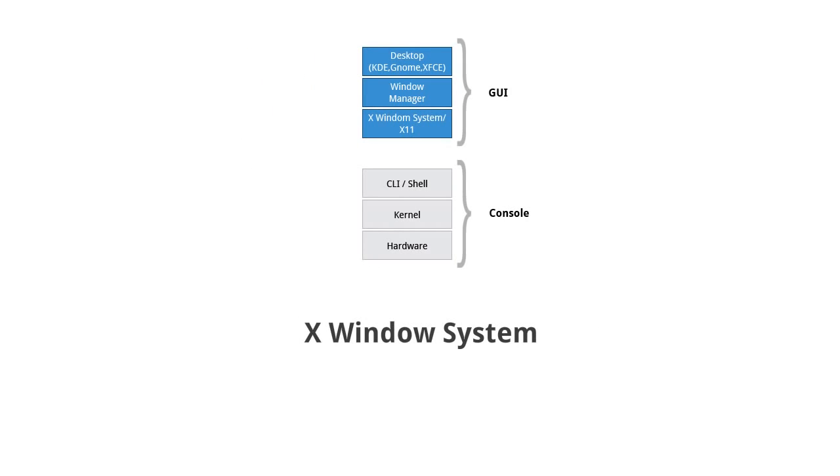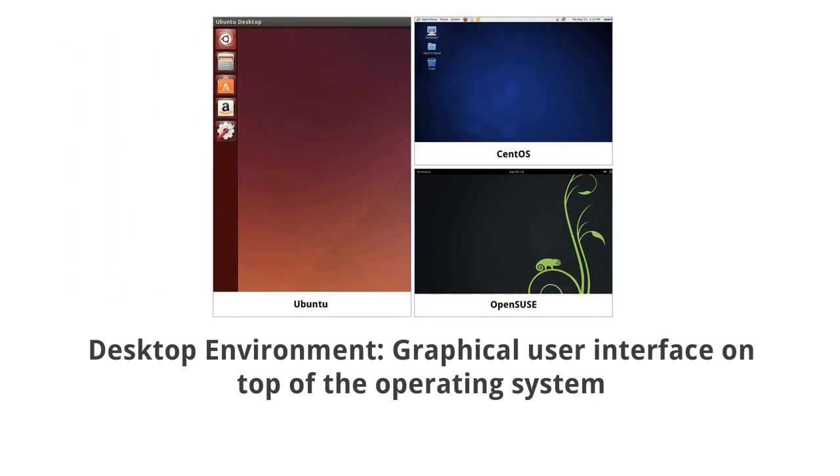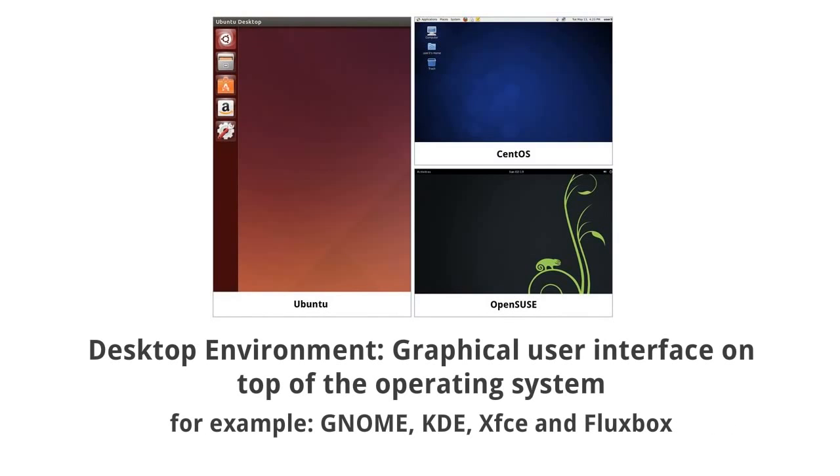The X-Window system provides the standard toolkit and protocol to build graphical user interfaces on nearly all Linux systems. The desktop environment is a graphical user interface on top of the operating system. GNOME, KDE, XFCE, and Fluxbox are some examples of the desktop environment.